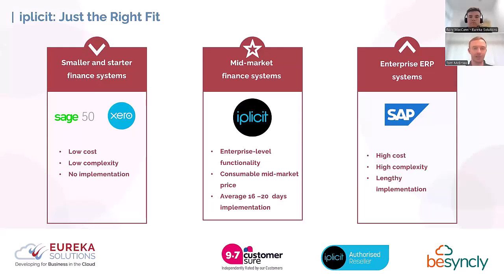And that's exactly where Iplicit looks to position itself. Giving you the enterprise level functionality, we will look at that positioned on projects today, but we've looked at that across different business areas across this webinar series, but at a more consumable price point. On average, it's around 16 to 20 days to implement Iplicit from start to finish, which is certainly a lot less than what you might see from some of the bigger enterprise ERP systems that are out there.